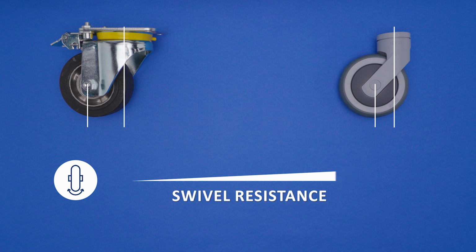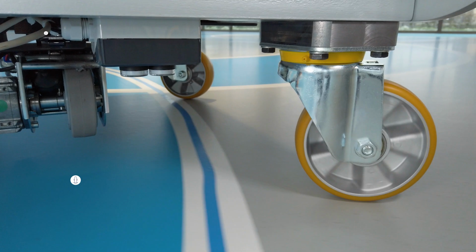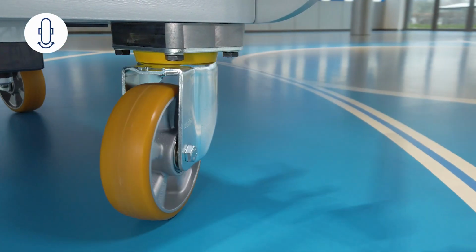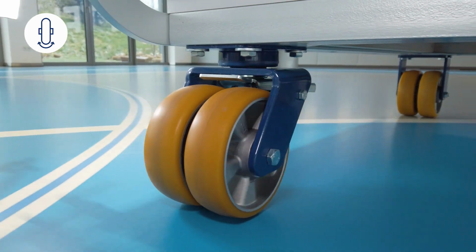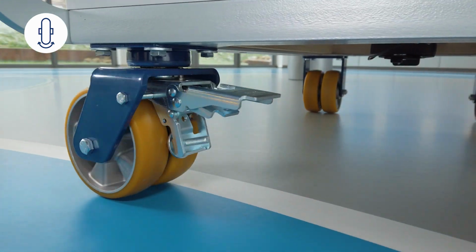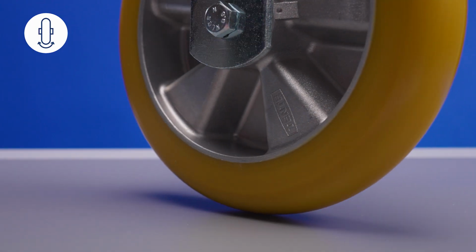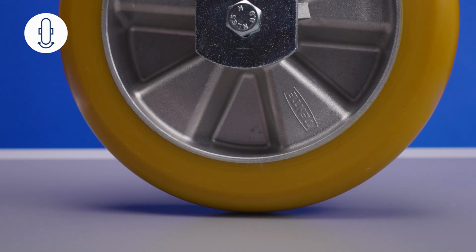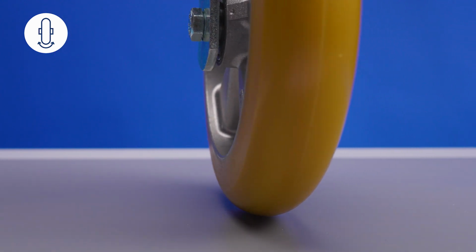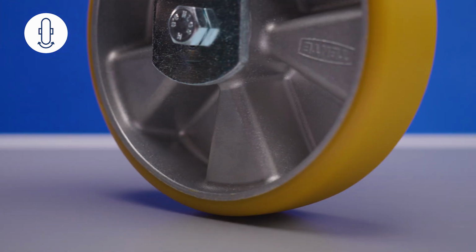For the swivel resistance, you should also ask yourself if a single or twin wheel caster is the better option. Twin wheel casters offer more advantages. You can also consider the wheel shape. In general, convex wheel shapes help improve the swivel resistance compared to flat profiles.